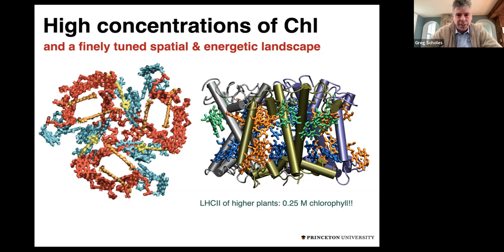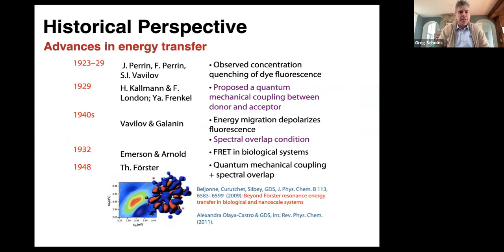Here's the concentration of chlorophyll in these light harvesting complexes from higher plants, LHC2. It's a quarter of a molar concentration. It's unbelievable. You know, even at a tenth of this concentration in solution, you'll get concentration quenching and no significant energy migration. So the organization of these chromophores, the chlorophylls here in the protein, we imagine at least optimal. The distances between the chromophores here are between 8 and 12 angstroms typically in this protein.